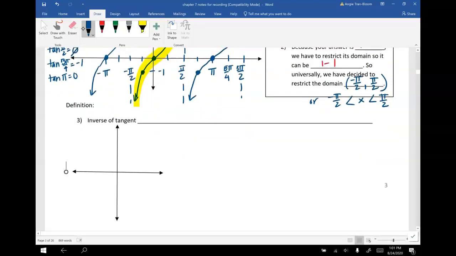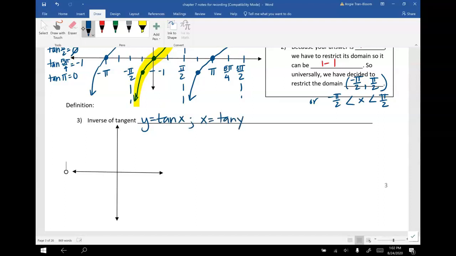Definition of tangent inverse, which is going to be coming from y equals tangent of x. We switch x for y and y for x. So this is really technically the inverse of tangent, okay? x equals tangent of y. Now, we don't like the way that it's written. We don't like x equals. So we compose both sides with tangent inverse, and then that will give us a y equals. So here is the tangent inverse of x.